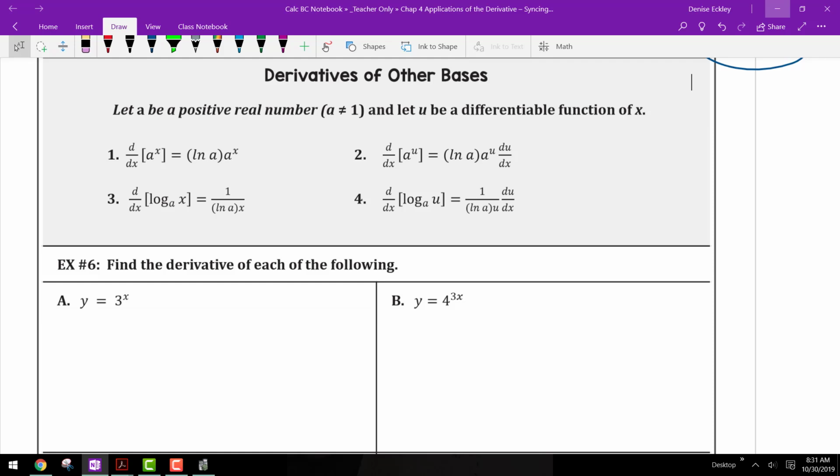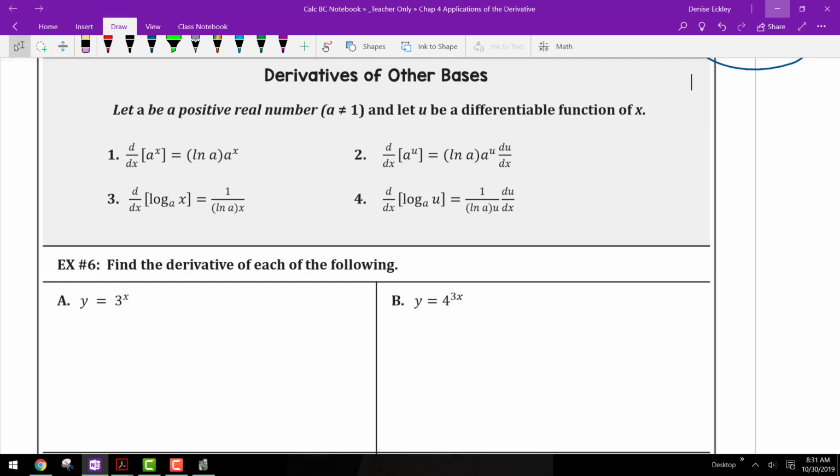You have to recognize which one it is. So I'm looking into setting up some ways to help us remember these. So here they are. Let A be a positive real number, and A is not equal to 1, and let U be a differentiable function of x. So when we're taking the derivative of a base to the power x, the derivative is ln of A times A to the x.